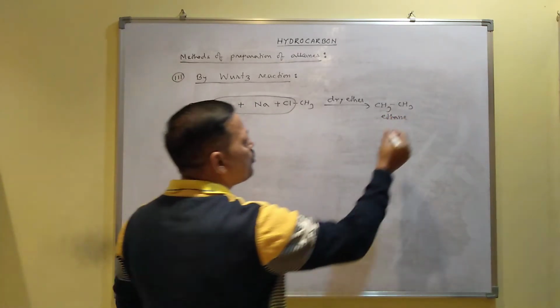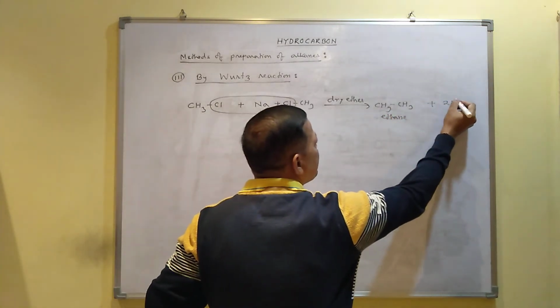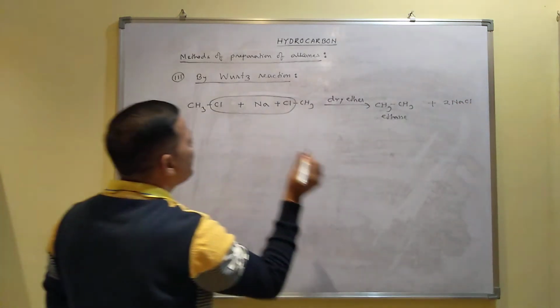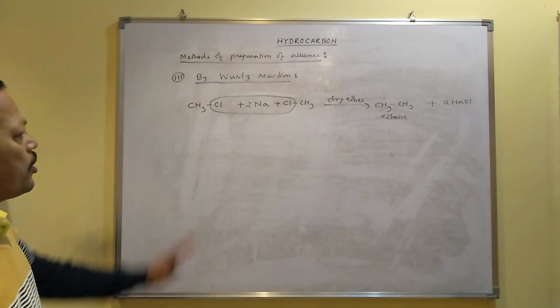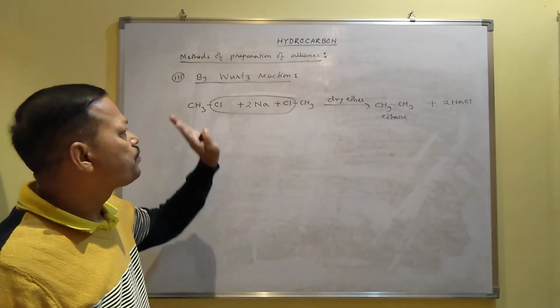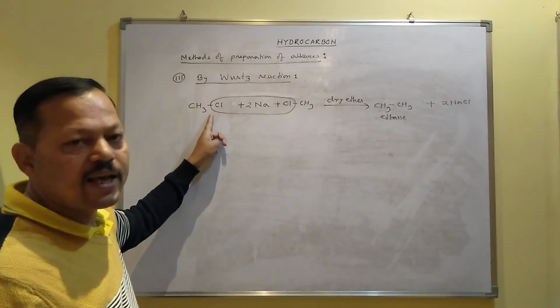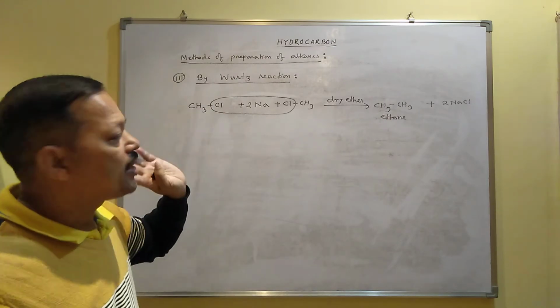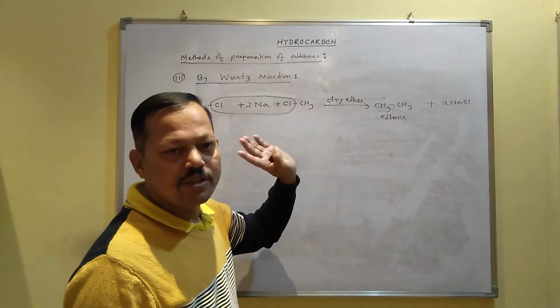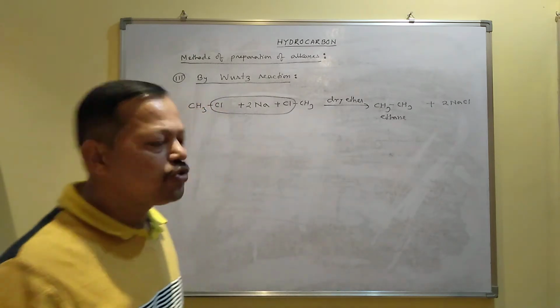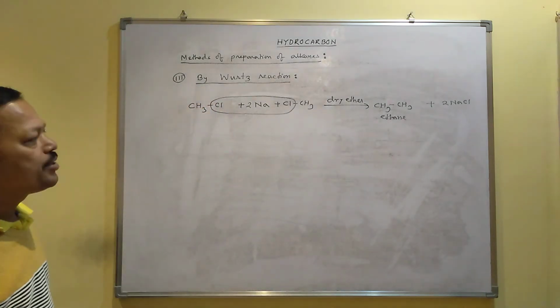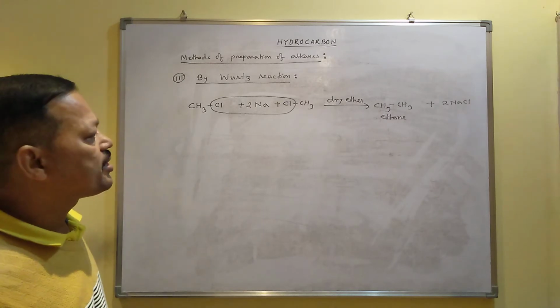And what about the side product? Side product will be NaCl, twice NaCl. To balance the reaction, you have to put 2 sodium, then the reaction will be balanced. So, what is Wurtz reaction? When alkyl halide reacts with sodium metal in presence of dry ether, then an alkane is produced, and this reaction is called Wurtz reaction. Always dry ether is used as catalyst in Wurtz reaction.